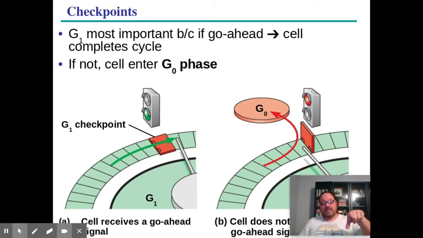Now, can a cell ever revert back from G0 and then basically move past that G1 checkpoint and divide? Yes, cells can be stimulated to do that. So if you can figure out what combination of molecules to use, you could potentially stimulate cells to divide.